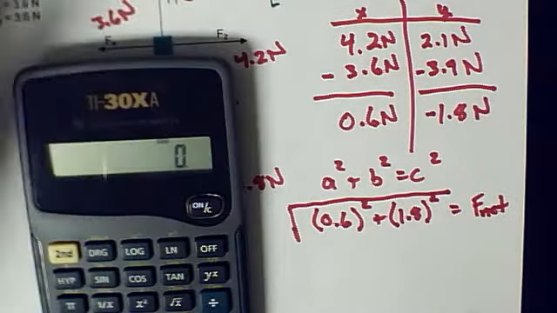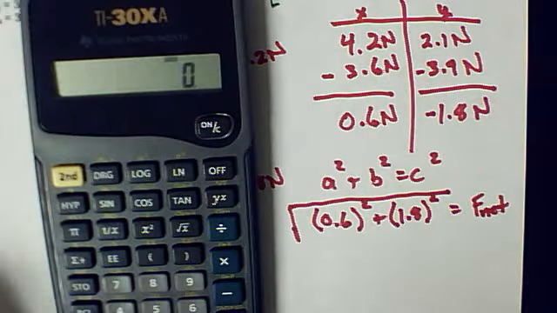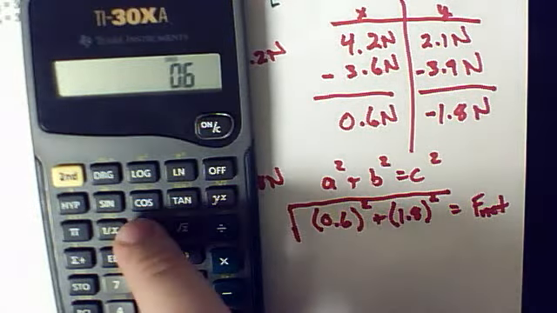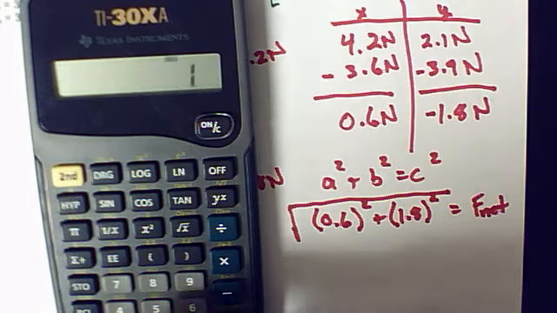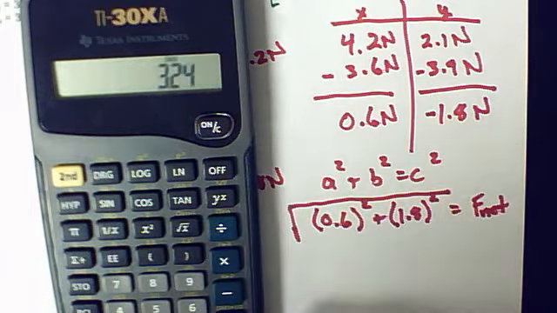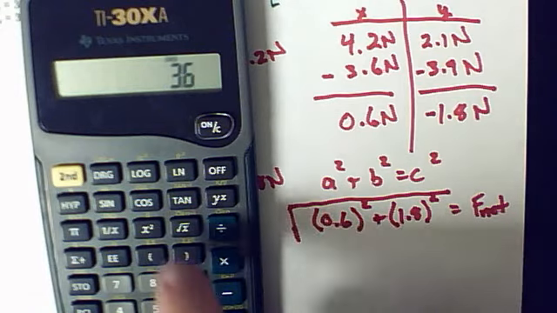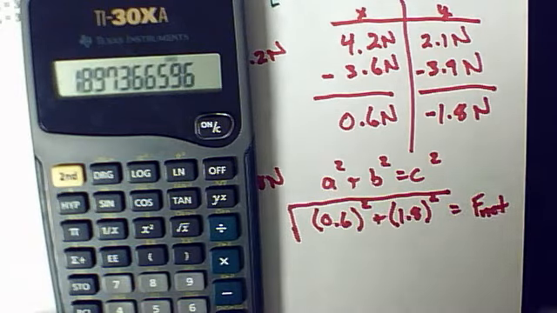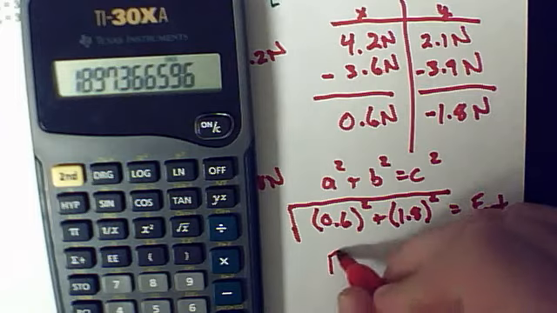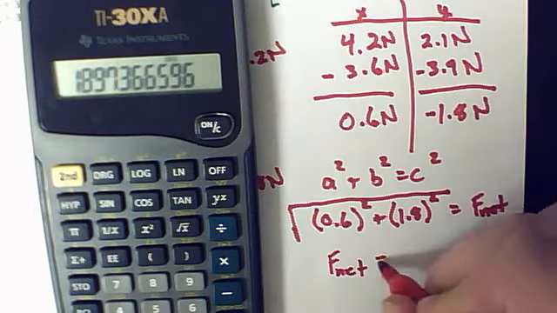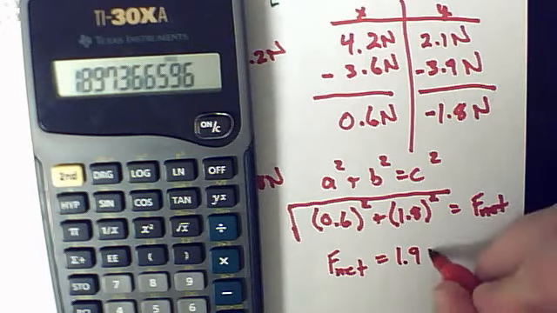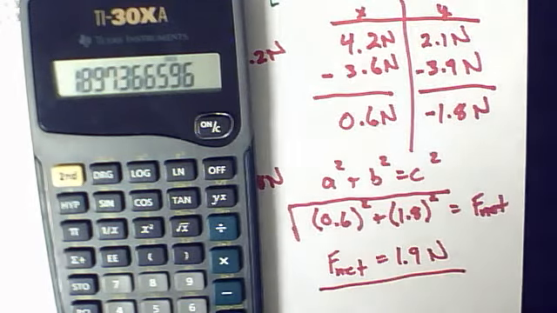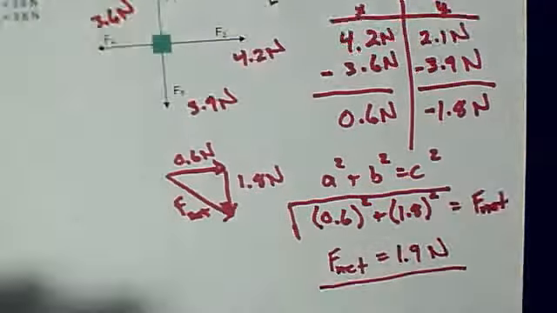So in my calculator, I do 0.6 squared plus 1.8 squared equals square root, gives me a net force of 1.9 newtons. So there's the net force.